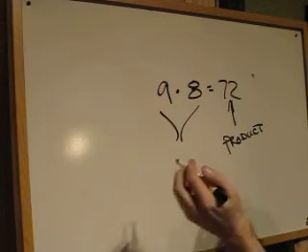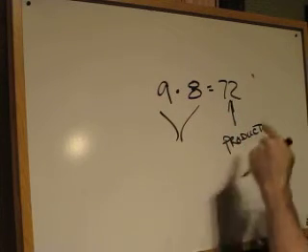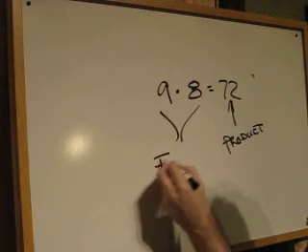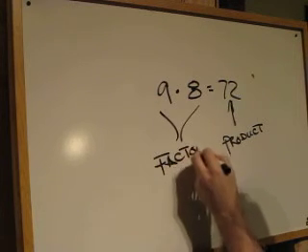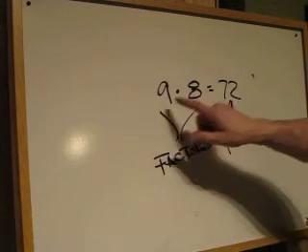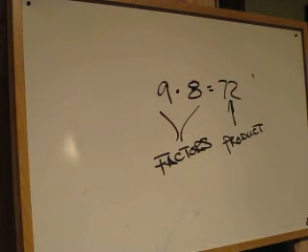These numbers, any of the numbers that you multiply together to get your product, are called factors. So, this is a factor and this is a factor. So if I say, what are the factors of 72, I'm asking you, what numbers do I multiply together to get 72?